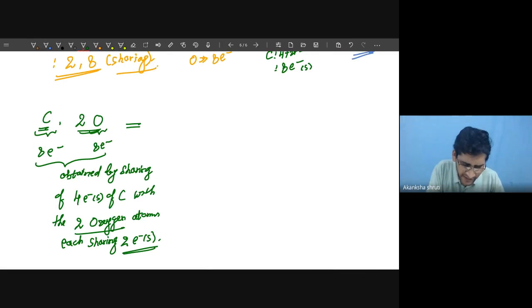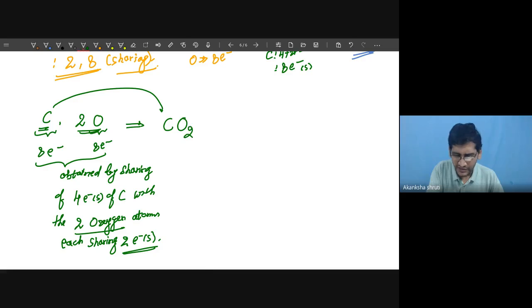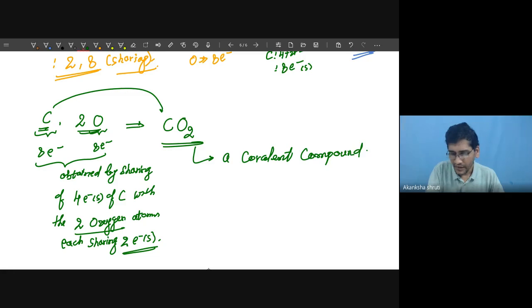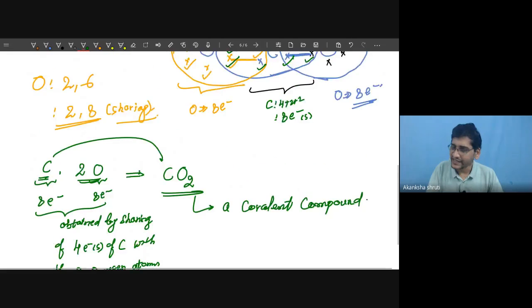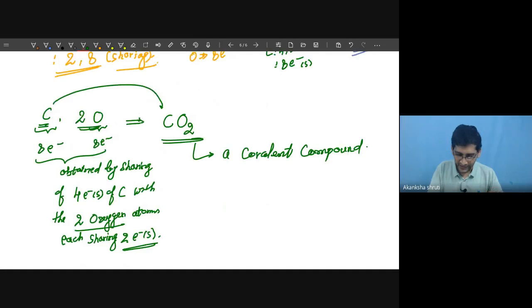And what will be the formula? Here, by the rule of constant proportion, one carbon is combining with 2 oxygen. So the 2 for oxygen is written at the bottom. So CO2 is the formula. So CO2 is which kind of compound? A covalent compound. A compound formed by sharing of electrons is called covalent. So this is the only possible way for the carbon to achieve its octet configuration.